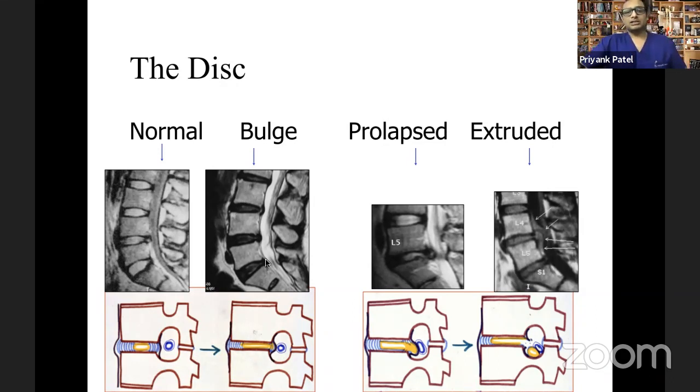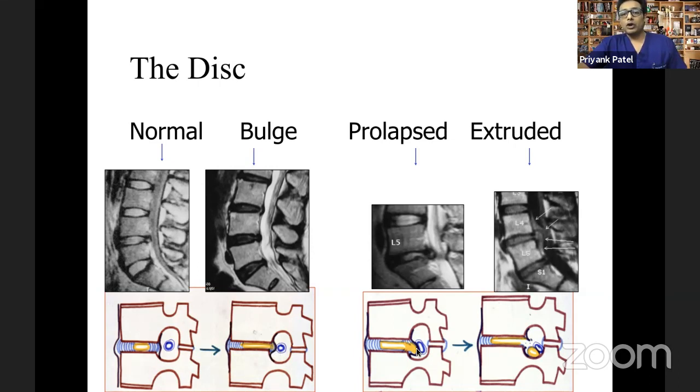Okay. Then the disc starts degenerating, becomes black in color. At certain stages, it starts bulging. Sometimes these bulging discs can start prolapsing. So the difference between a disc bulge and a disc prolapse is the bulge is where the tip is pointed and the base is wide.